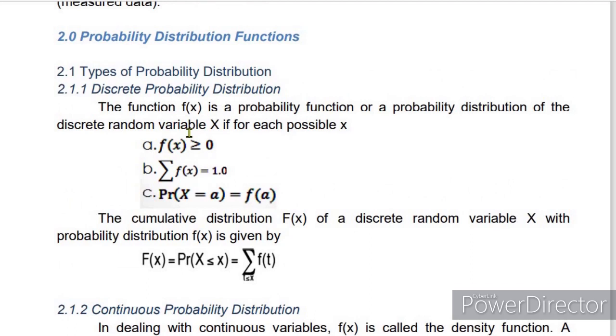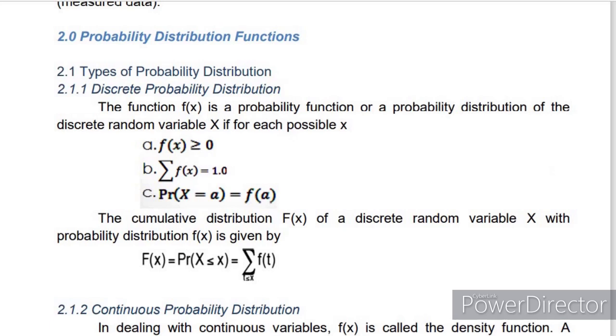Next, 2.0, probability distribution functions. 2.1, types of probability distribution. 2.1.1, discrete probability distribution. The function f of x is a probability function or a probability distribution of the discrete random variable capital X if for each possible small x, here are its forms. Letter A, f of x is greater than or equal to 0. So it must be greater than or equal to 0. Letter B, the summation of f of x is equal to 1.0. Letter C, Pr. What is Pr? The probability. Okay? The probability of the random variable capital X equal to a is equal to f of a, or the function of a.